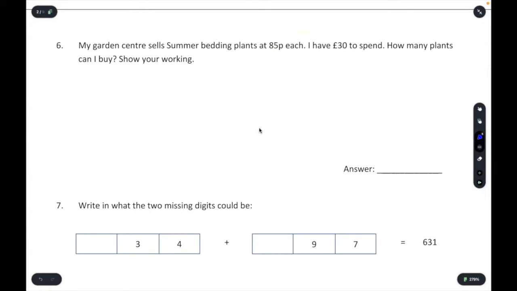My garden centre sells summer bedding plants at 85p each. I have £30 to spend. How many plants can I buy? Show your working. So we're trying to see how many times does 85p fit into £30.